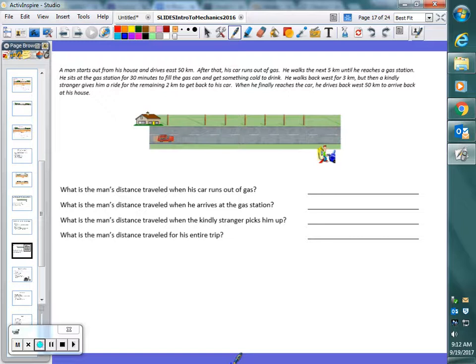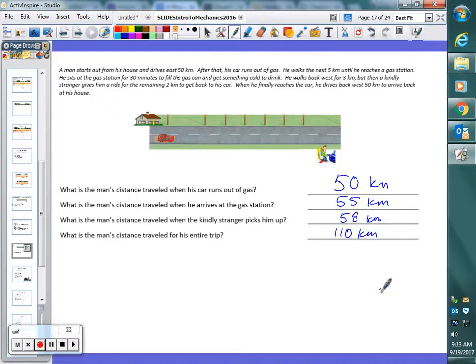All right, so let's fill in some of these lines here, okay? What is the man's distance traveled when his car runs out of gas? 50 kilometers. Okay. What is the man's distance traveled when he arrives at the gas station? 55 kilometers. What's the distance traveled when the kindly stranger picks him up? 58. Because remember, he walks the 3 kilometers, then the stranger picks him up and drives him the other 2 to get back to his car, right? And then, distance traveled for his entire trip, 110 kilometers.